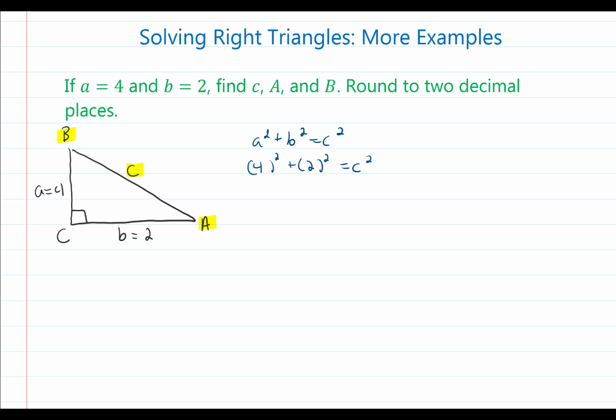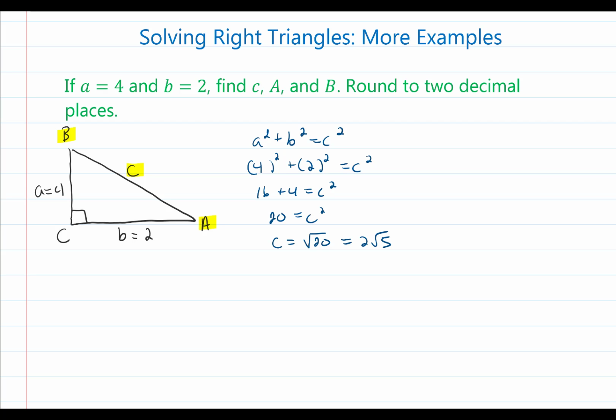We then square the parts, so we have 16 plus 4 is equal to c squared, and then we find the sum, which would be 20. Now we're going to square root both sides, so we know c is equal to the square root of 20, which is equal to 2 times the square root of 5. So if I simplify the radical, I get 2 times the square root of 5. Now, if you want the exact value of that side, it would be 2 times the square root of 5.